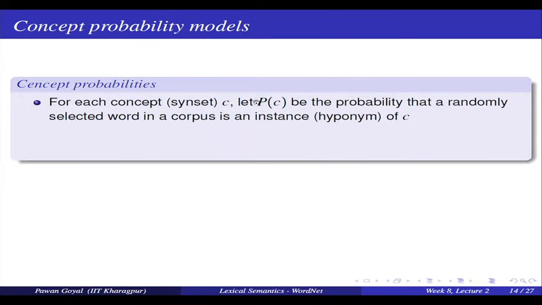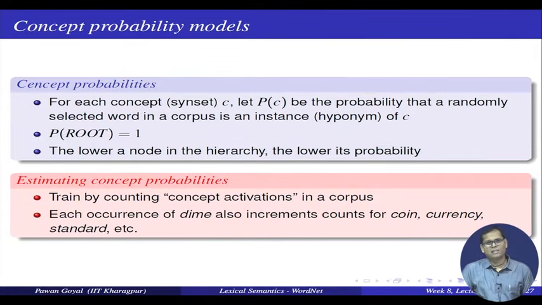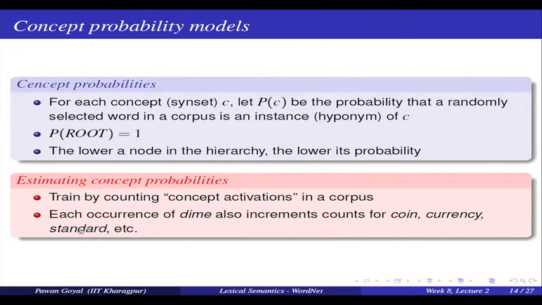Let us say P(C) is the probability that a randomly selected word in a corpus is an instance of C. The probability of the root is 1, and the lower a node is in the hierarchy, the lower its probability. How can we estimate these probabilities? We count something called concept activations in the corpus. Whenever I encounter a dime, I'll also increment the count for coin, currency, standard, etc. So what is the idea? I have a WordNet hierarchy tree starting from the root, that is my entity, and going down.